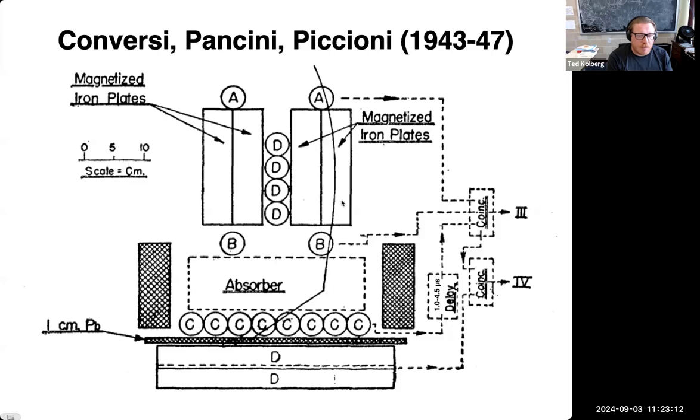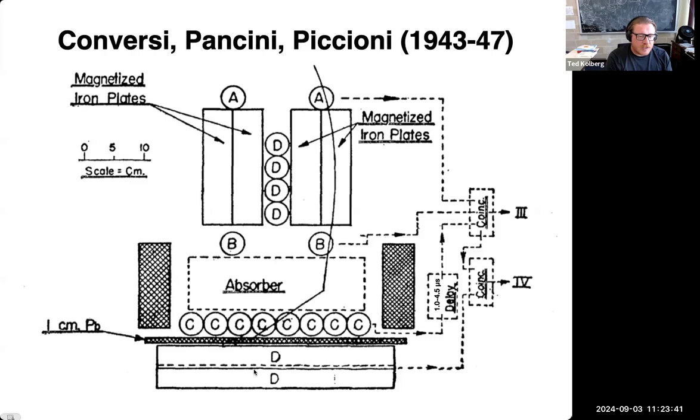So if it's the Yukawa particle, what should happen is that at least some of these things which fire A and B in coincidence should then come to rest in the absorber and then decay later. So these counters C on the bottom of the absorber are looking for the decay products of the positive meson with a variable delay between 1.0 and 4.5 microseconds. Remember, we said that they thought the lifetime of the positive meson was about 2 microseconds.